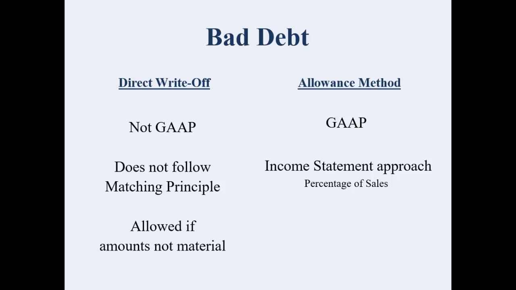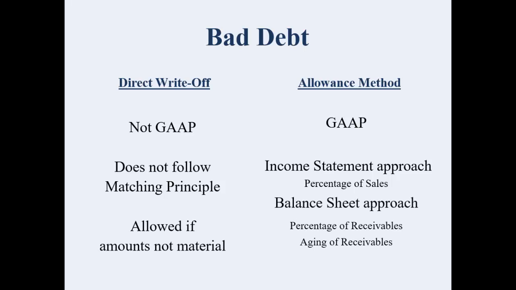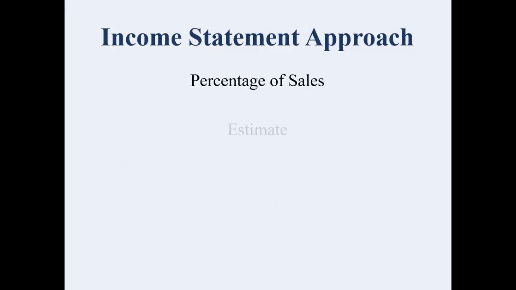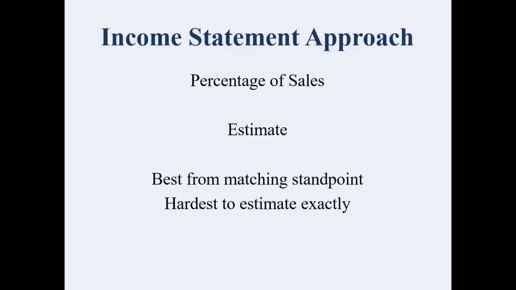The income statement approach is where you're looking at the percentage of sales. The balance sheet approach has two different ways: the percentage of total receivables or the aging of receivables. We're going to focus on the income statement approach. It is an estimate. It is best from a matching standpoint, but it tends to be the hardest to estimate exactly.